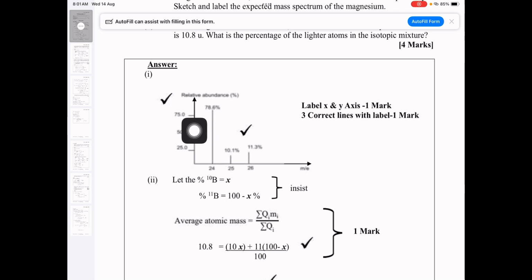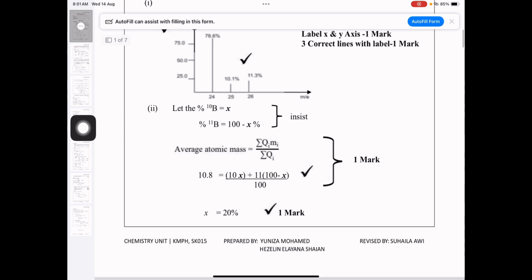Okay, dan kena ada scale ya, kena ada scale di sini. And then for 25 is 10.1% and magnesium-26 is 11.3%. So ada 2 markah. Markah untuk label x and y axis 1 markah, dan juga 3 correct lines with label 1 mark ya. Jadi kita lukis garis ni mesti tunjukkan yang magnesium-24 yang paling tinggi dia punya abundance dia. Okay, and then number 2, kita nak calculate what is the abundance for boron-11.